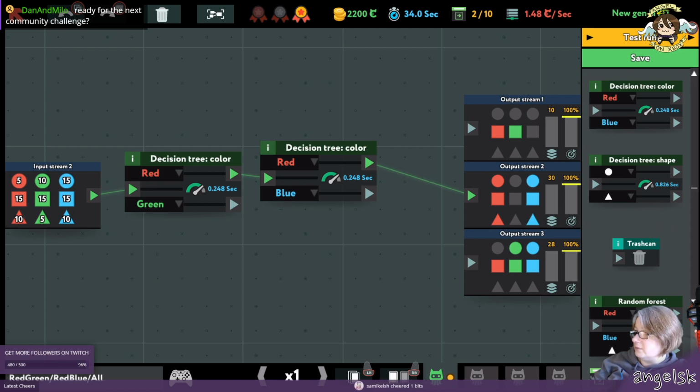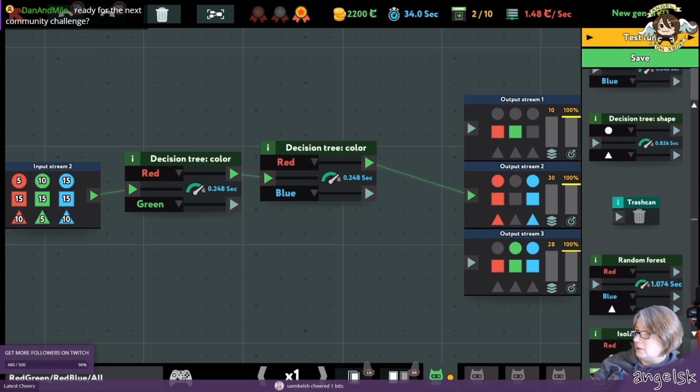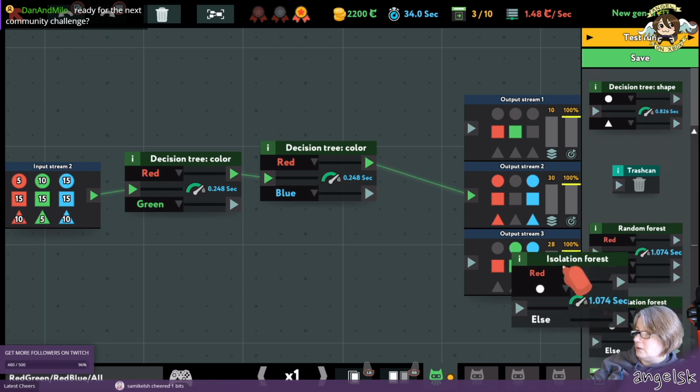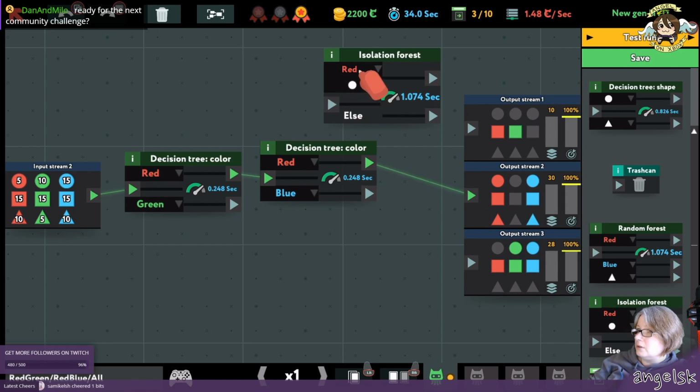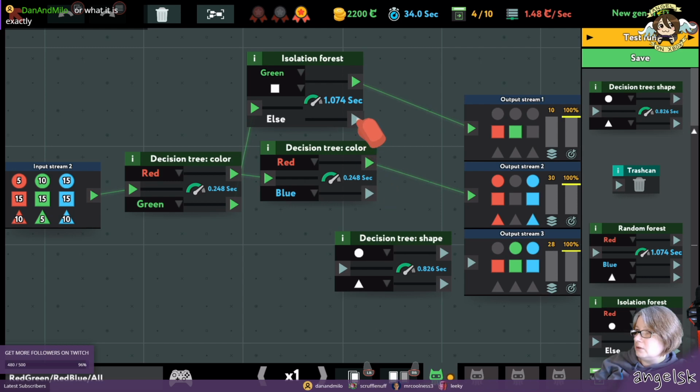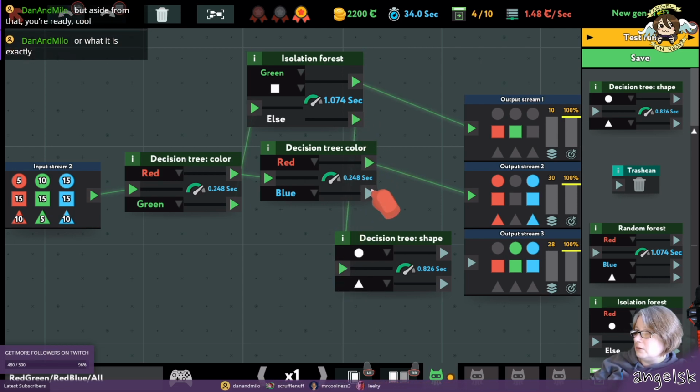Oh, I have no idea, Dan, if I'm even doing it. Okay. Green. Square. So we've got two Elsas going through. And then we just need to put it through this.